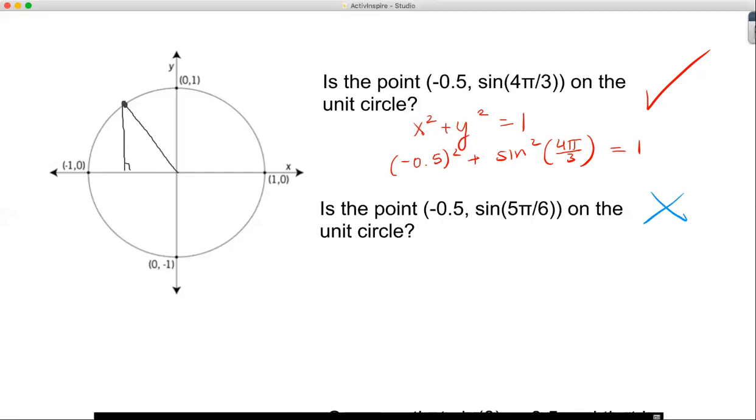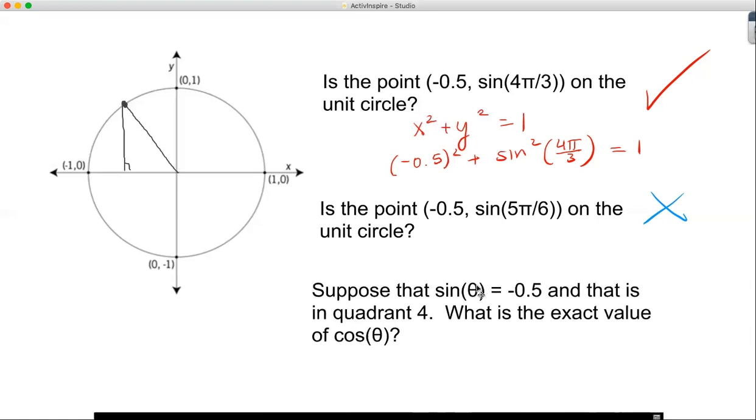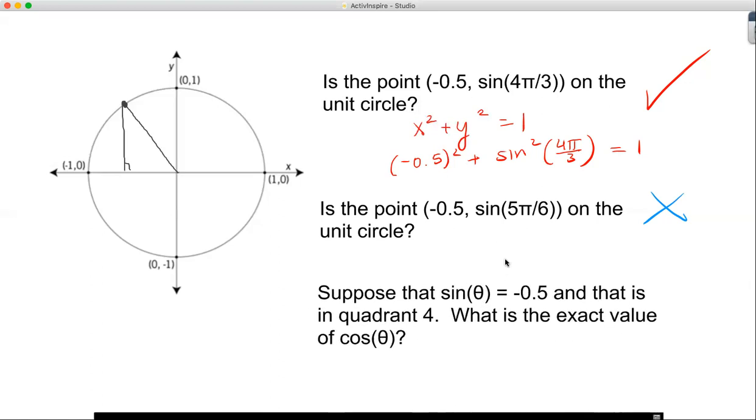Okay, one more example. Suppose that sine theta equals negative 0.5, and that is in quadrant 4. What is the exact value of cosine theta? All right, think about this one. Again, pause the video, think about it for as long as you need. Now, quadrant 4, right? Again, we're trying to figure out, if we have a sine theta equal to negative 0.5 and it's in quadrant 4, what is the exact value of cosine theta?